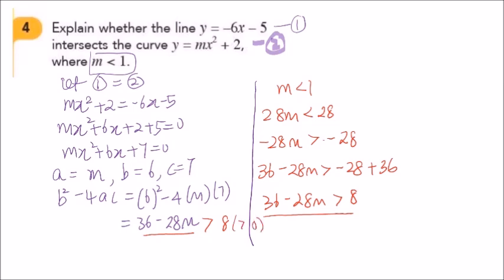So what is the conclusion we can make here? The conclusion is that the value of b squared minus 4ac is more than 0. And if the value of b squared minus 4ac is more than 0, we can conclude that, since b squared minus 4ac is more than 0, the line y equals negative 6x minus 5 intersects the curve.